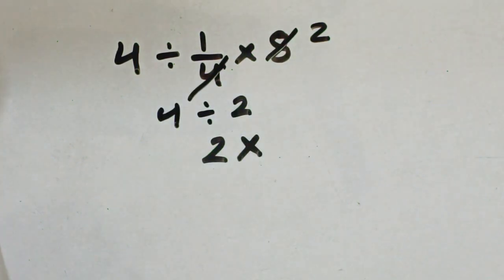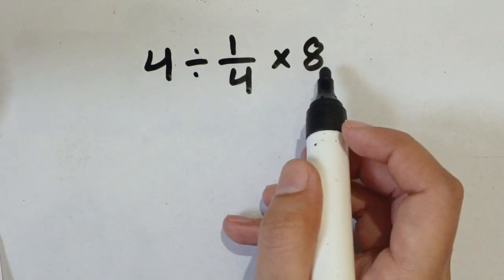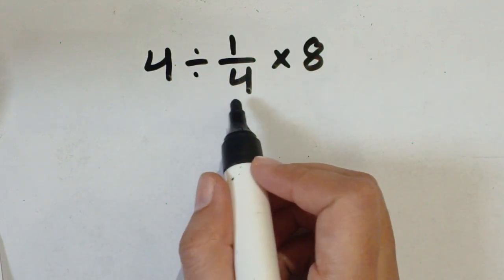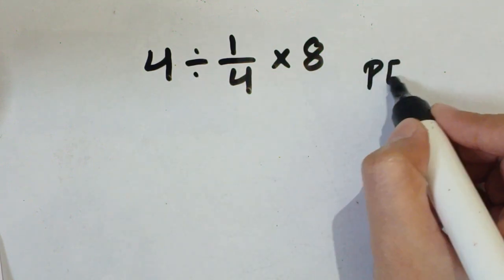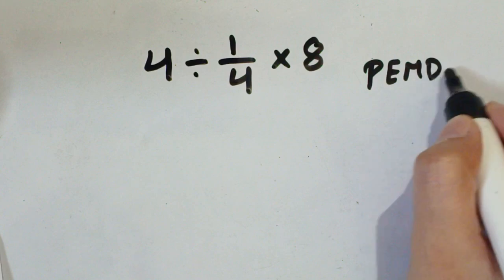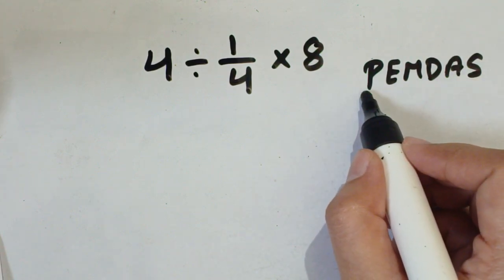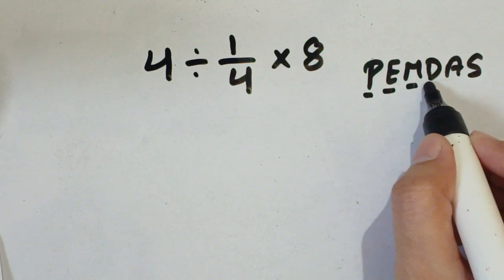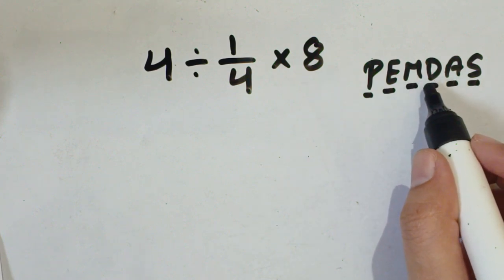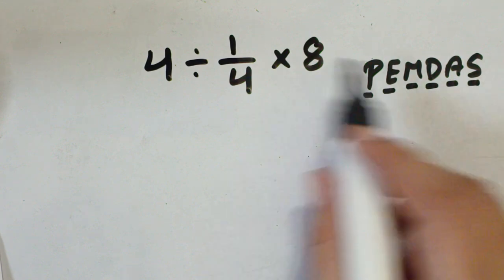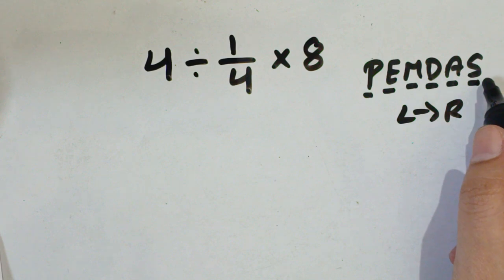So let's solve. So here 4 divided by 1 by 4 times 8. So what is the correct value for this expression? So see here, you know that order of operation which is PEMDAS rule. This is the priority order of solving the expression. Parenthesis, exponent, multiplication, division, addition, subtraction. So here multiplication, division both have equal priorities. So we go from left to right. Left to right. Same for addition and subtraction also.